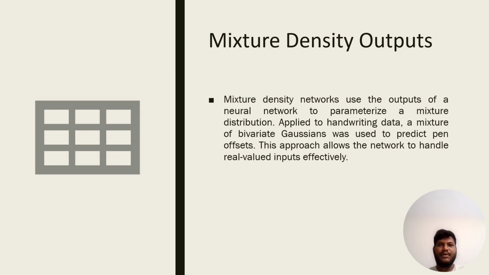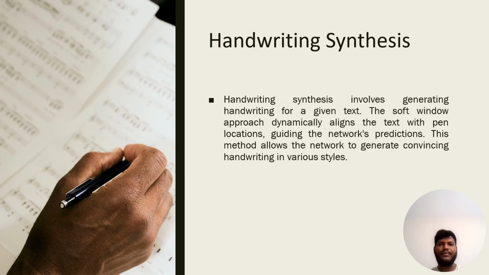And next comes mixture density outputs. The mixture density outputs use the output of the neural network to parameterize a mixture distribution applied to handwriting data, and a mixture of bivariate Gaussians is used to predict pen offsets. This approach allows the network to handle real-valued input effectively.